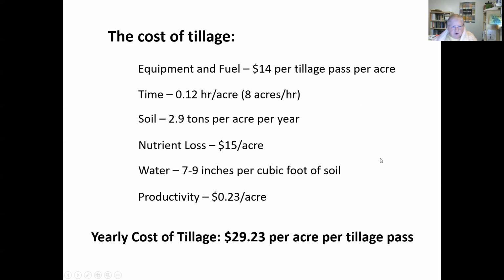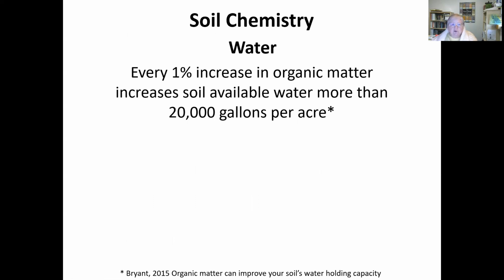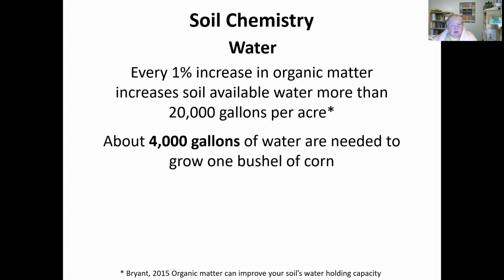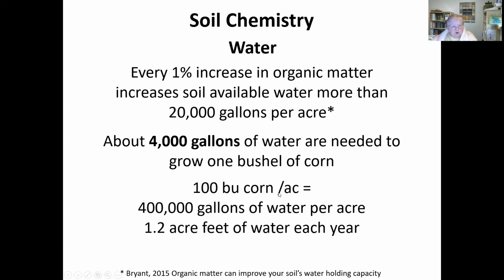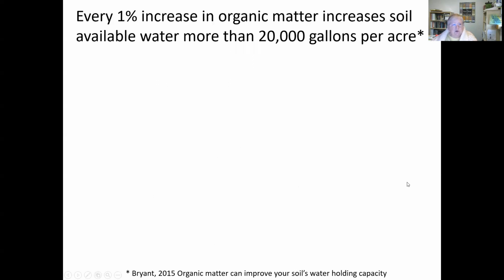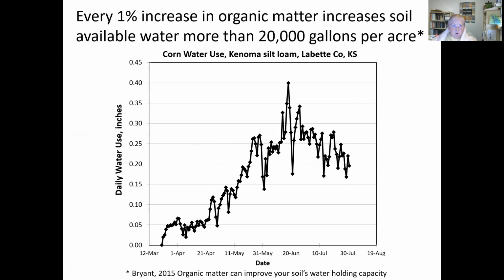Tillage costs directly. Another big factor is the soil chemistry. Every 1% increase in organic matter increases soil available water more than 20,000 gallons per acre. You need about 4,000 gallons of water to grow 1 bushel of corn. So if you're aiming for 100 bushels of corn per acre, you need about 400,000 gallons of water per acre per year, or about 1.2 acre feet of water each year. Again, remembering 1% increase in organic matter increases soil available water more than 20,000 gallons.